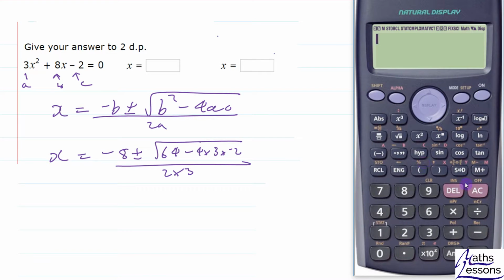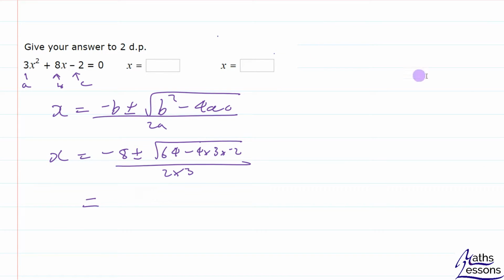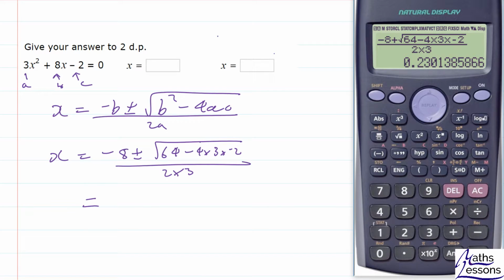So we grab our calculator and put that in. Let's put the fraction in, and on the top we'll do minus 8, plus the square root of 64 minus 4 times 3 times negative 2, and then on the bottom we want 2 times 3. Press equals, and it gives you the fractional answer. Press the S-D button, which gives you the decimal answer. So what was that? That was 0.23.